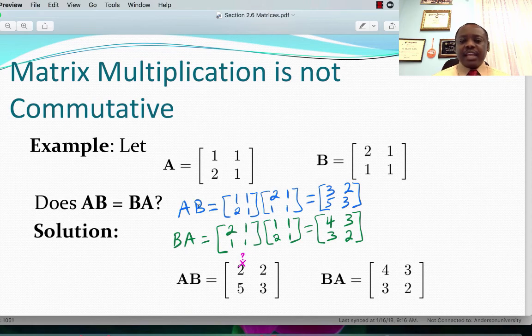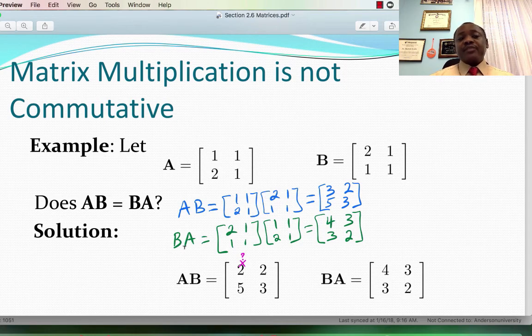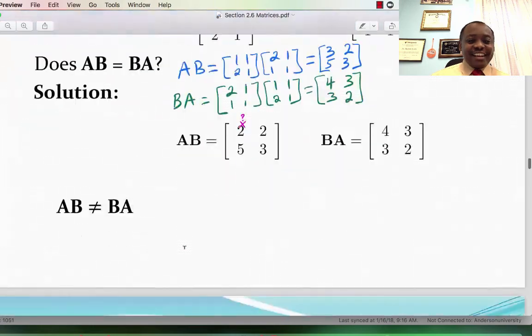And you see that AB is very different from BA. So matrix multiplication is not commutative. So if I ask you to prove or disprove the set of matrices is commutative with respect to the operation multiplication, that will be false. But with respect to the operation addition, commutativity holds. So matrix multiplication is not commutative, but matrix addition is commutative. Okay, let's proceed.